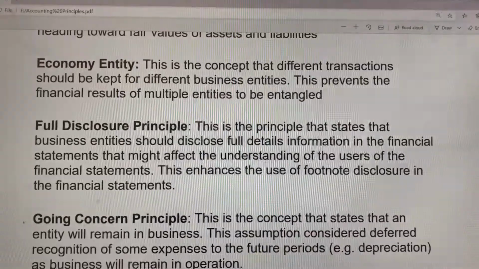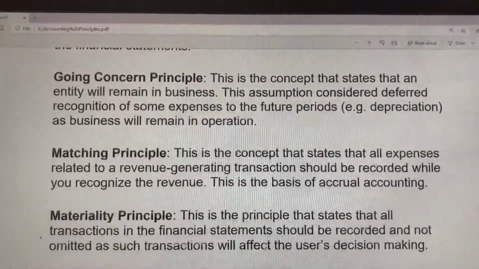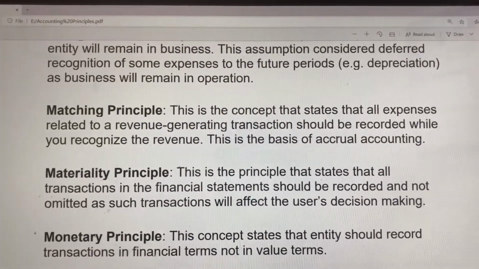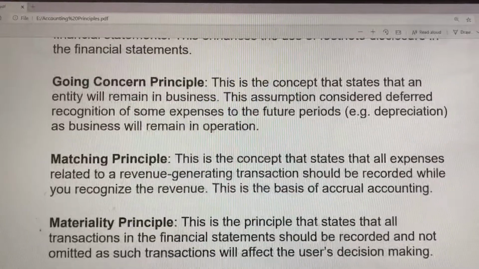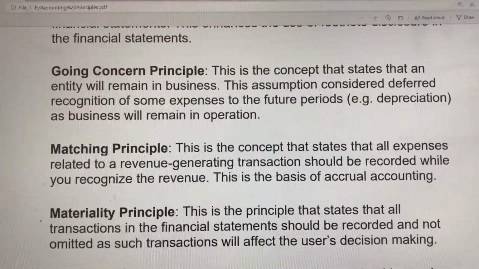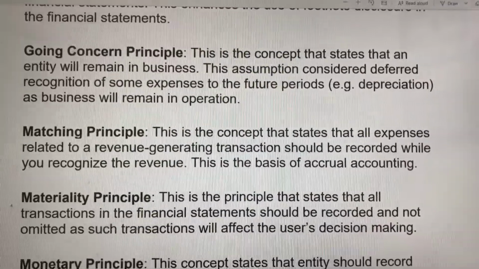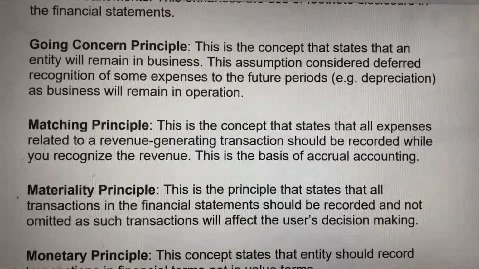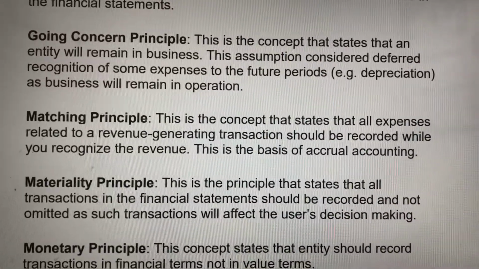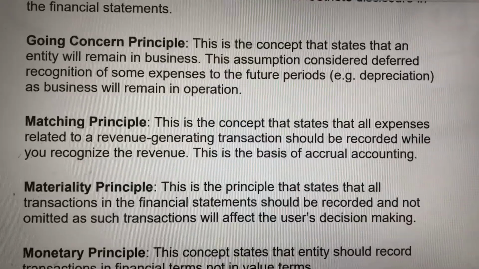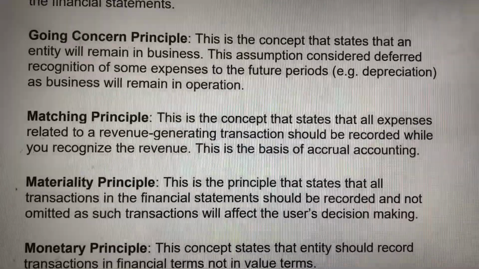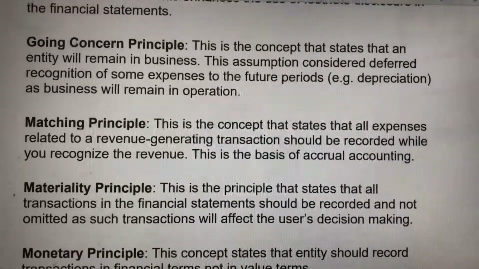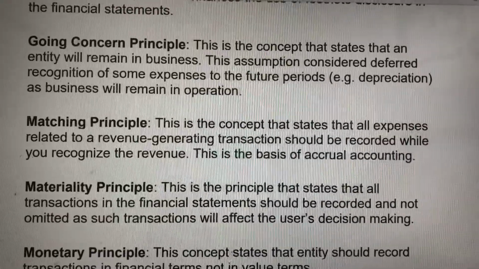Now we go to the going concern principle. The going concern principle is the principle that the business should continue. Our business will not liquidate or close. The business should continue, and the assumption allows us to defer recognition of some expenses to the future. Now we talk about the matching principle. This is the concept that all expenses related to a revenue-generating transaction should be recorded while you recognize the revenue. This is the basis of accrual accounting.